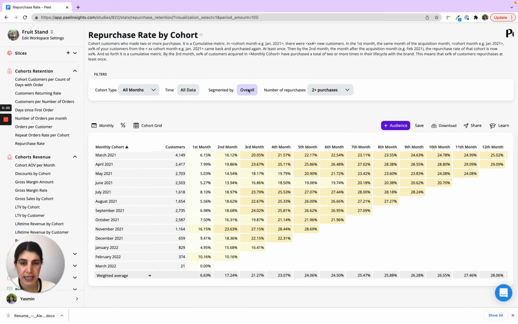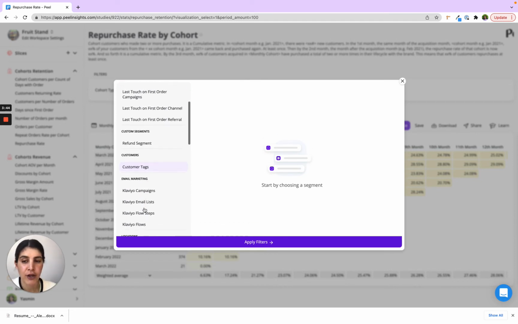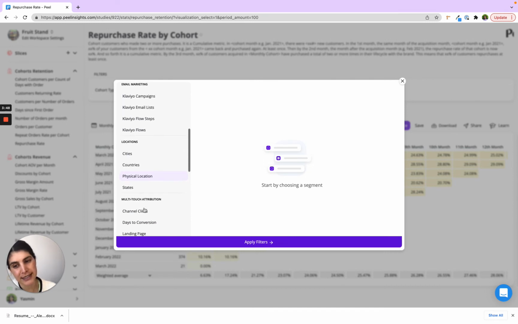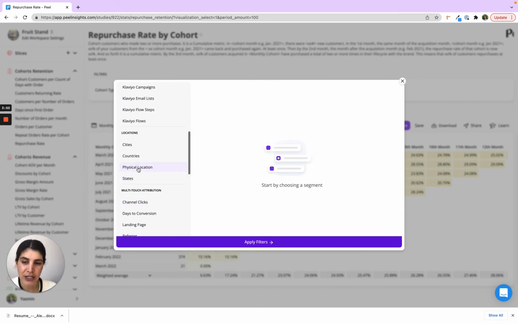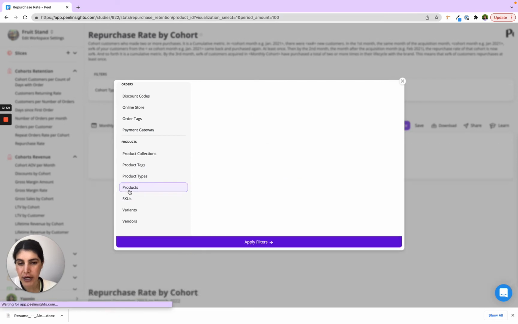And you also can segment this. You can segment this by different customer groups to look at, okay, what does the repurchase rate look like for loyal people in the loyalty program, or people we tag a specific way, or people who are subscribers or not subscribers, or use a discount or not, or came from a location. And then all these different dimensions. If you can think of a dimension, we have it available. Or you can look at just the basic stuff like products.